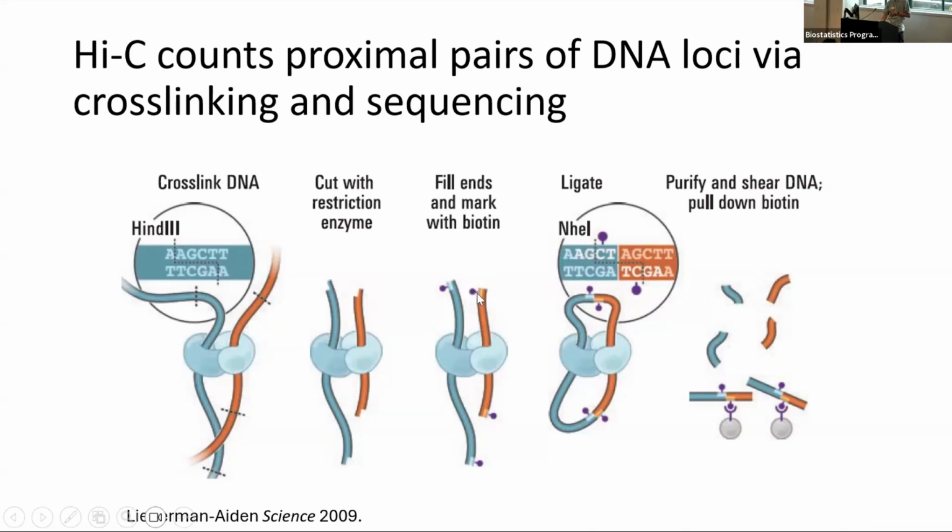cuts with biotin, and that allows you to then pull down these molecules that look like doggy chew toys. The key thing is that if you've ligated two loci that were far apart along the DNA sequence, but close in 3 dimensions, you can map those back to the genome and figure out which things were close in 3D in the cell.